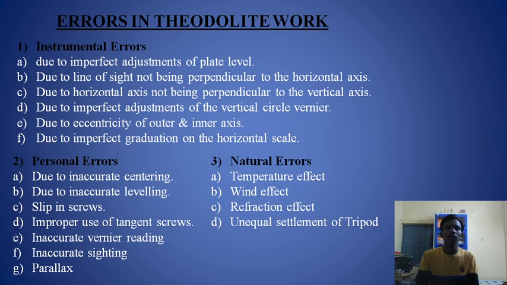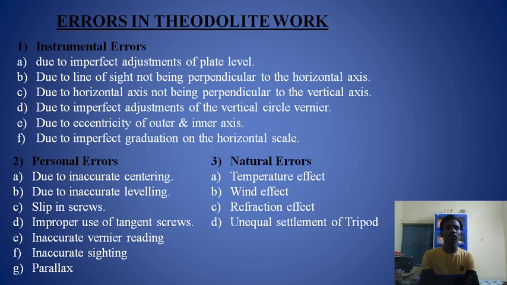And when you bisect or set vernier A to 0 degrees, if the line of sight is not perpendicular to the horizontal axis, then the instrument has an instrumental error. The next one is due to the horizontal axis not being perpendicular to the vertical axis. The horizontal axis passes through the center of the two standards, the A frame, and the vertical circle and telescope rotate in the vertical plane about it. If that horizontal axis is not perpendicular to the vertical axis, then the instrument is in error.